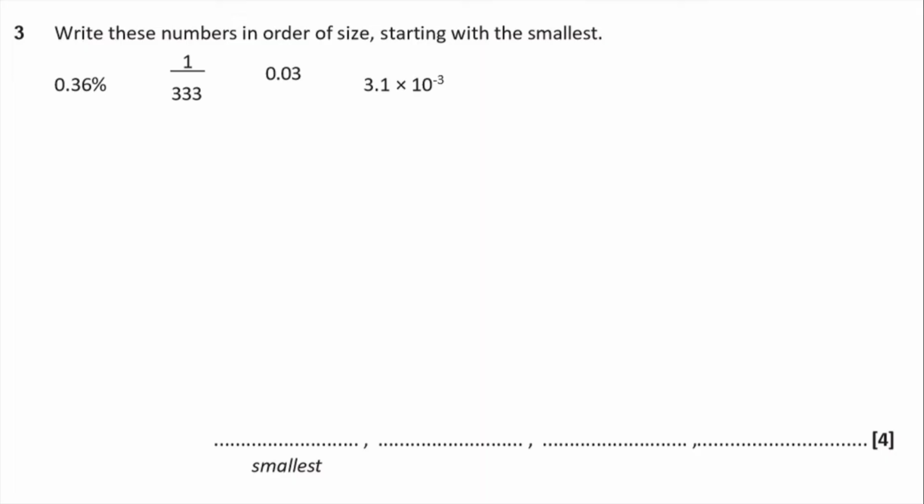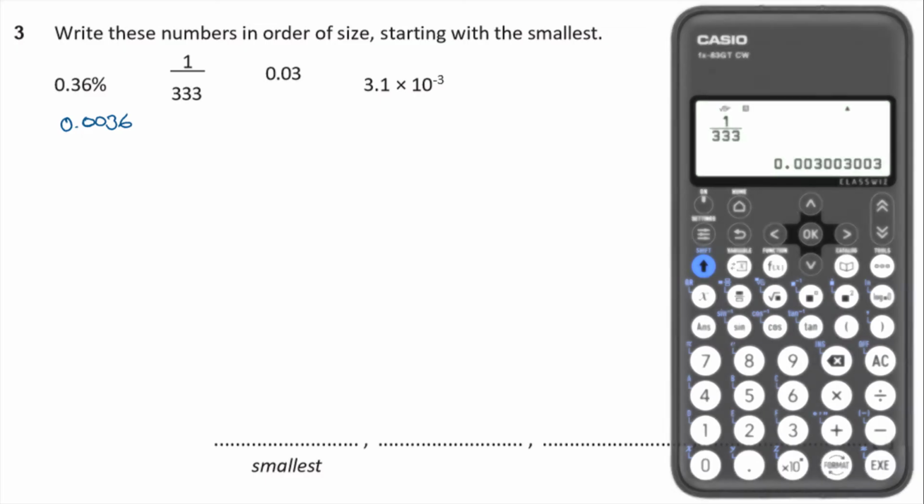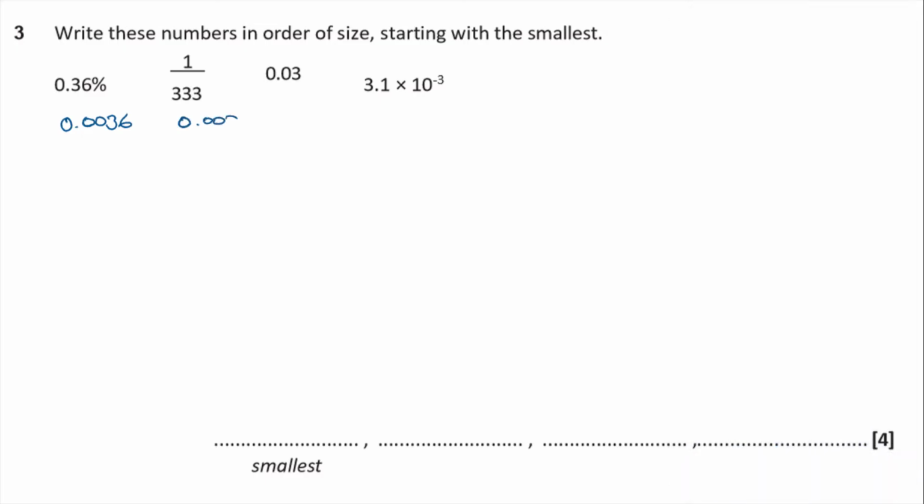So 0.36%, if I divide that by 100, I'm going to get 0.0036 there. That's what that one is as a decimal. What's 1 over 333 as a decimal? I might just type that into my calculator. 1 divided by 333, written as a decimal. That's 0.00300 and then 003. It's reoccurring, isn't it, that 003? I think I can forget about the rest of it.